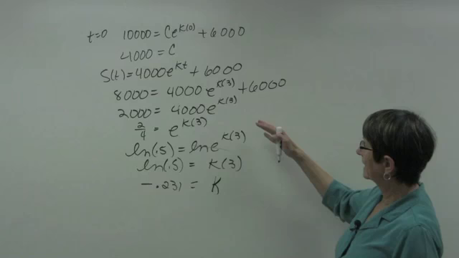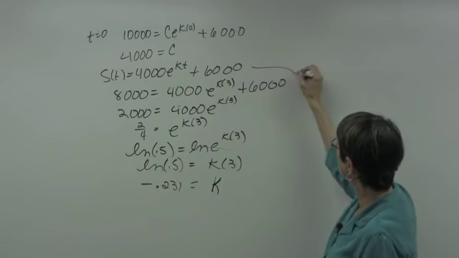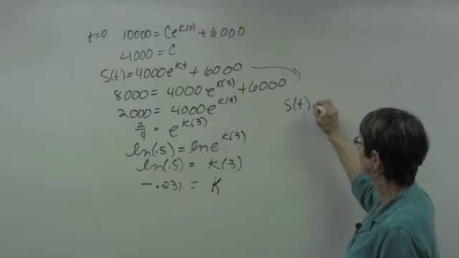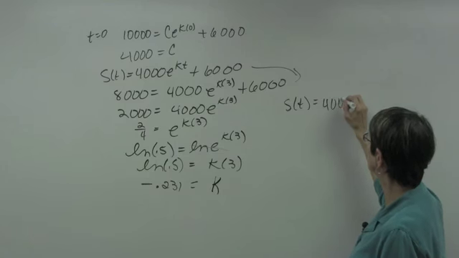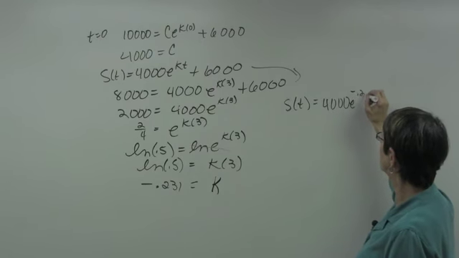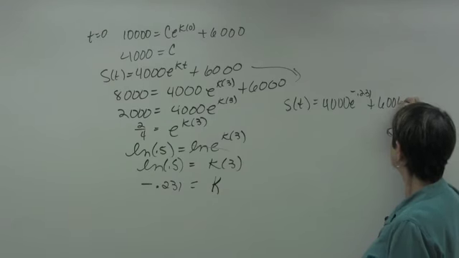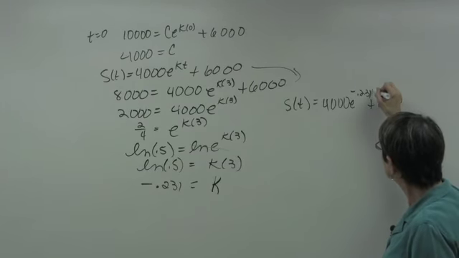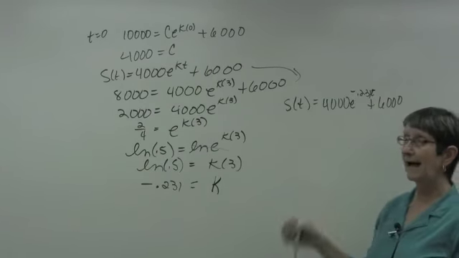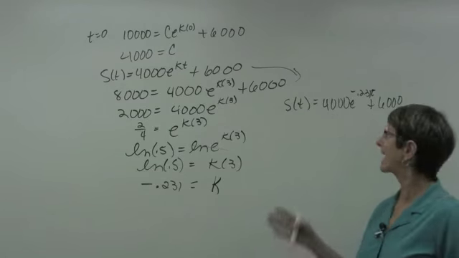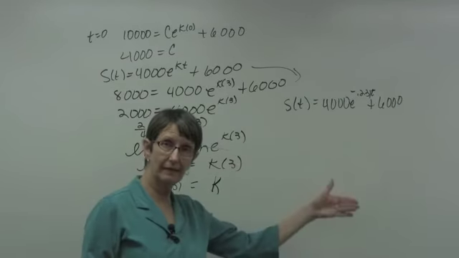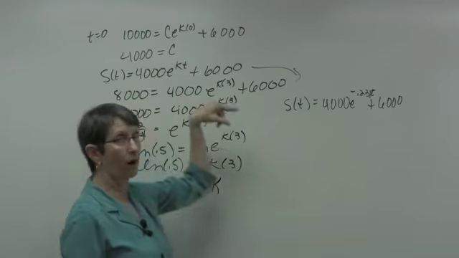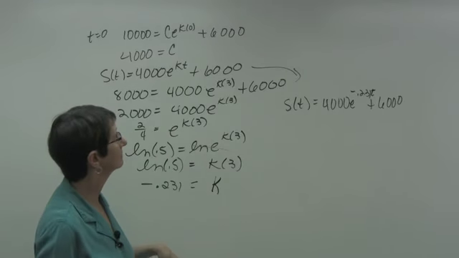Put the k back in. What was the last thing I had? Right up here. If I put k in here, I have my formula S of t equal to 4,000 e to the negative 0.231t plus 6,000. And so this is the solution to my differential equation. Left the t off the end. There we go. And I can find the sales at any time t after the end of the campaign. So this is my formula for my sales problem that I started with, the advertising campaign.